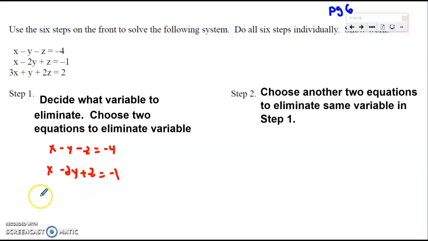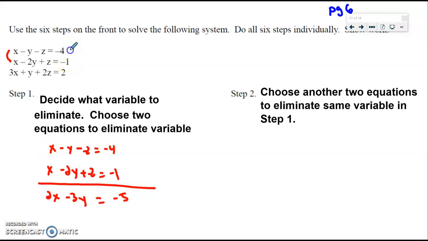And because these z's are opposite, I'm just going to add them together. So I have 2x minus 3y equals negative 5. Okay? Now the next step is, because I eliminated the z with the first 2 equations, I want to choose 2 other equations, 2 different ones, not 1 and 2, to try to eliminate z again.